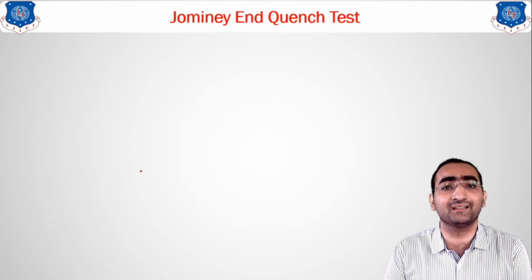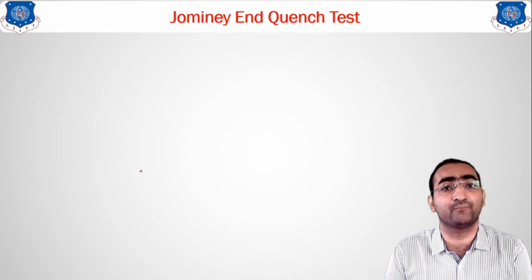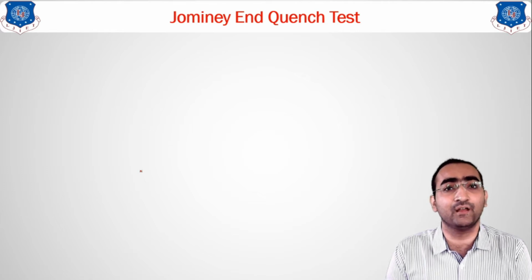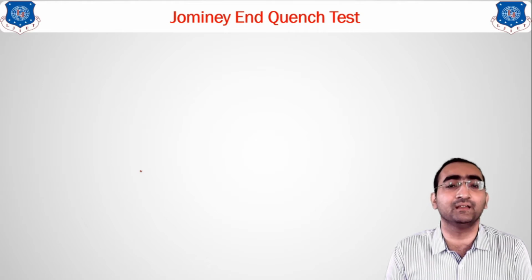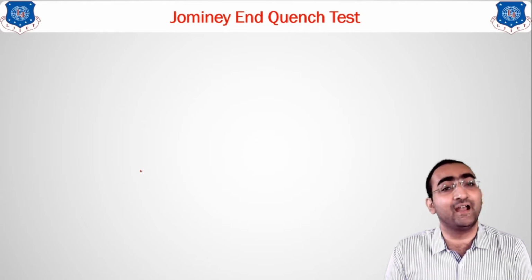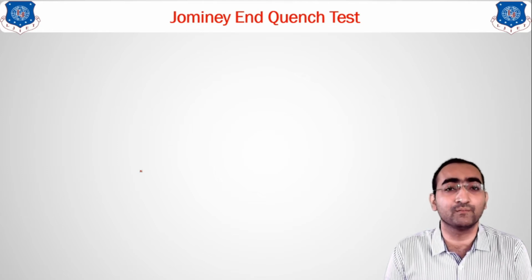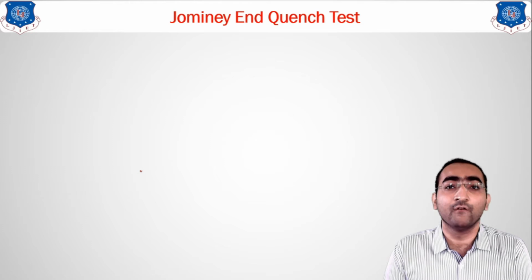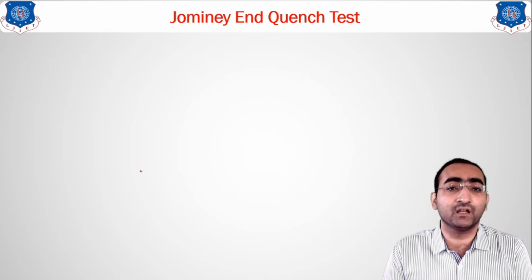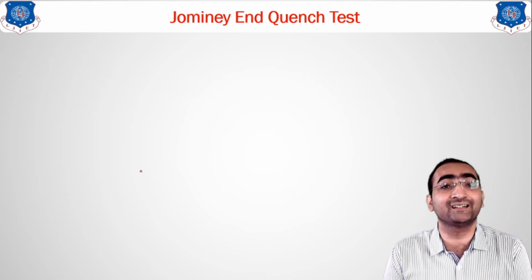Now let us discuss one of the tests performed on steel, known as the Jominy end quench test. This test is used to find out the hardenability of the material, so for finding out hardenability this test is very important. For the Jominy end quench test, we have to prepare one standard specimen.